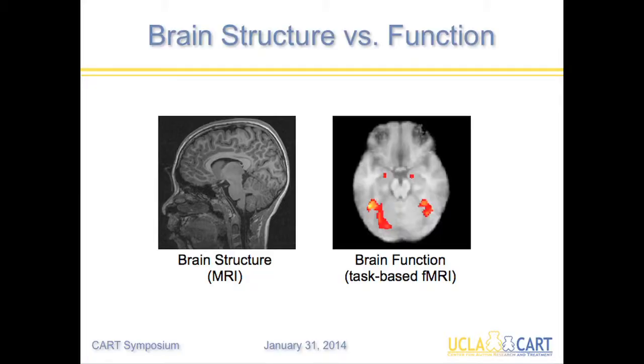Okay, so I guess everybody has seen these before. This is what you would get from a traditional MRI. You get a very nice picture of what the structure of the brain looks like, but for the most part, what we have been interested in is to actually look at brain functions.